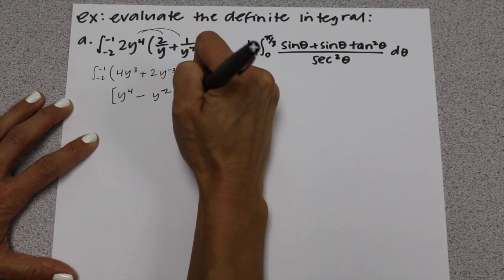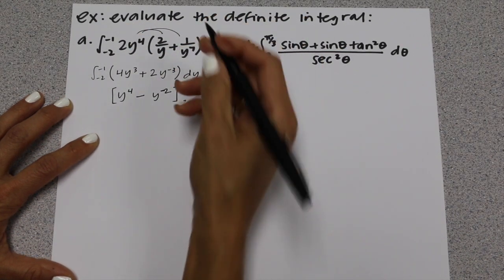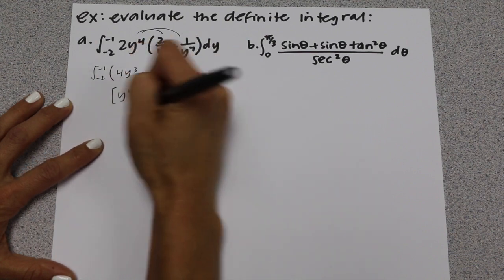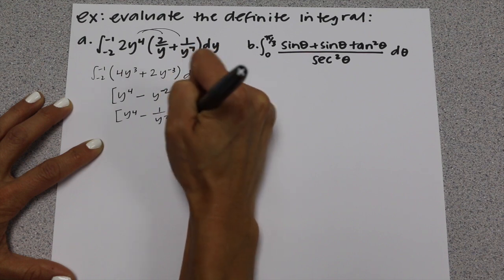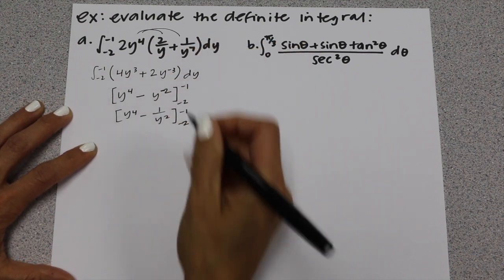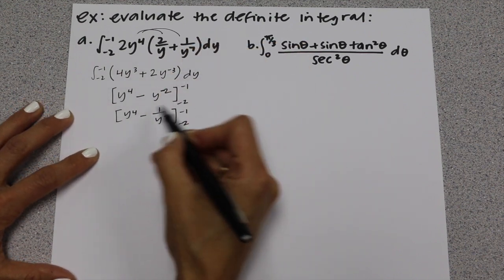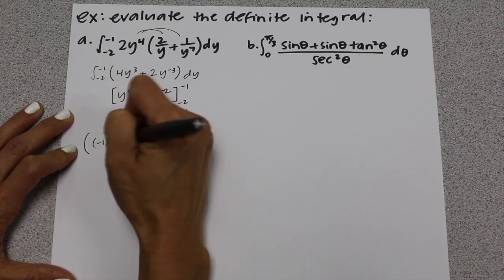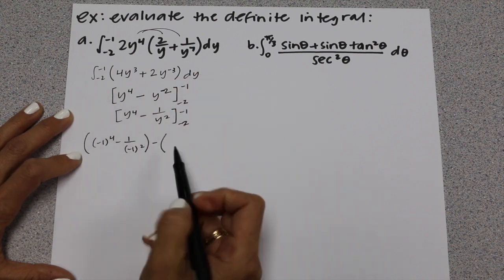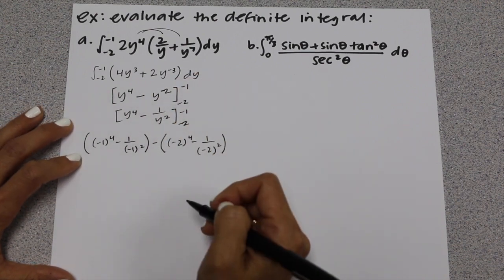And then we're evaluating from -2 to -1. So this is really y to the 4th minus 1 over y squared. And now we can plug in our upper limit minus plugging in our lower limit. Then we'll just simplify.